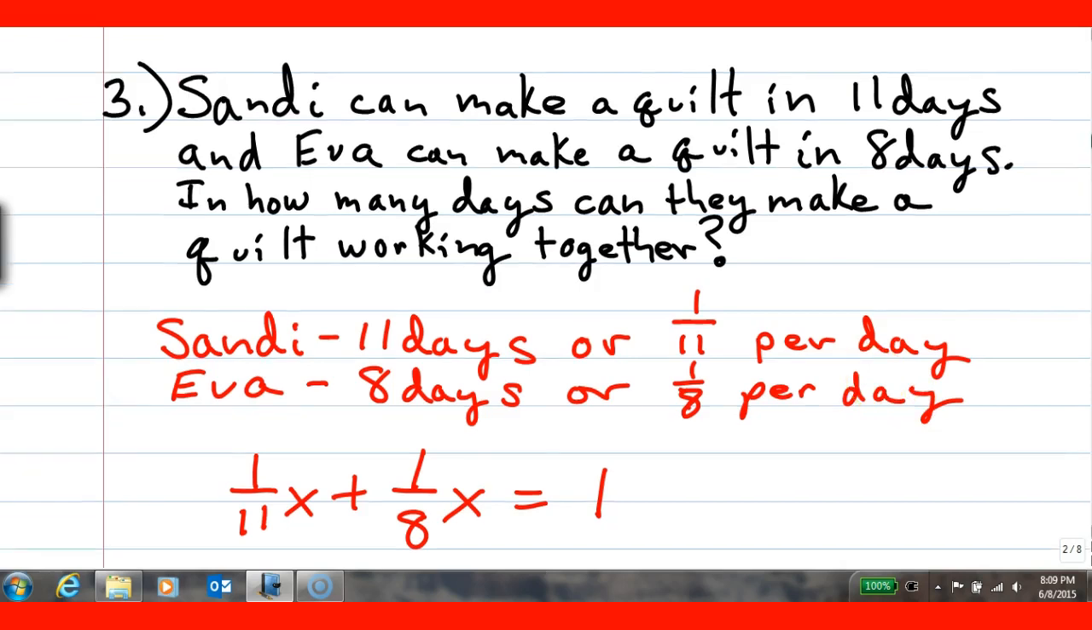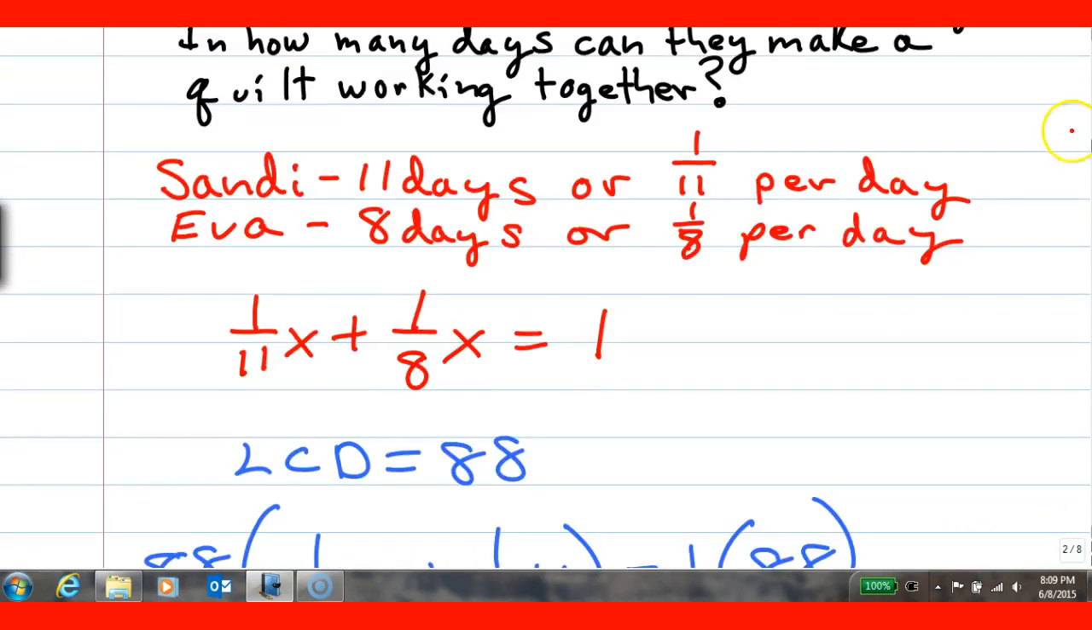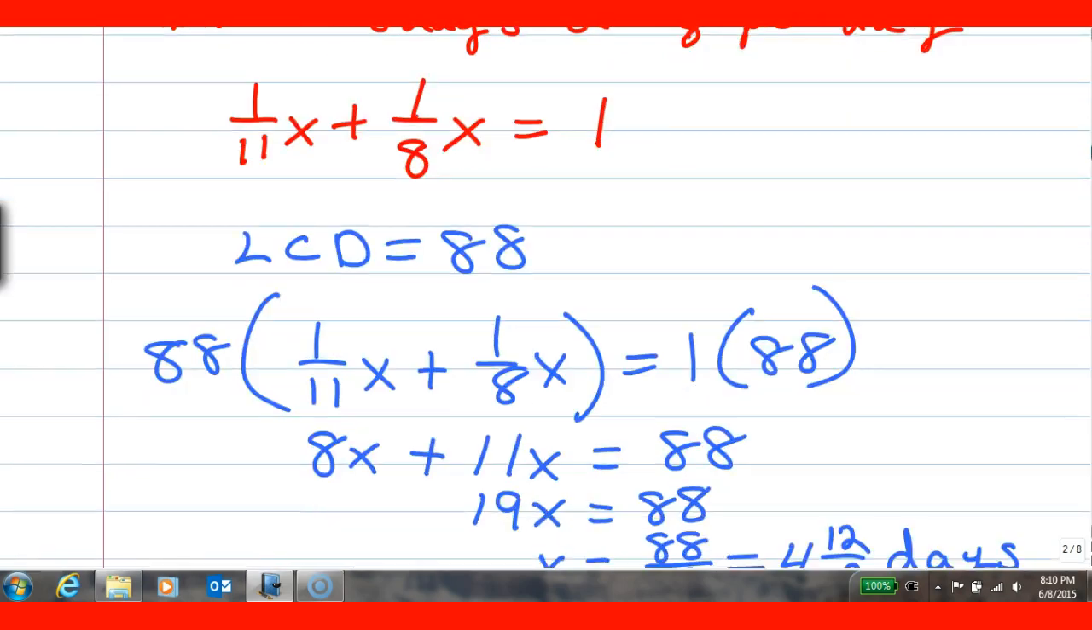So now we're ready to put these two together. What we want to know is how long it would take Sandy and Ava together to make one single quilt. So we want to look at Sandy. So she has 1/11 times x plus Ava at 1/8 x equals one whole quilt. Alright, let's begin to solve this. Before we can combine these two terms, which are alike, they both have an x raised to the single term, we need the lowest common denominator.